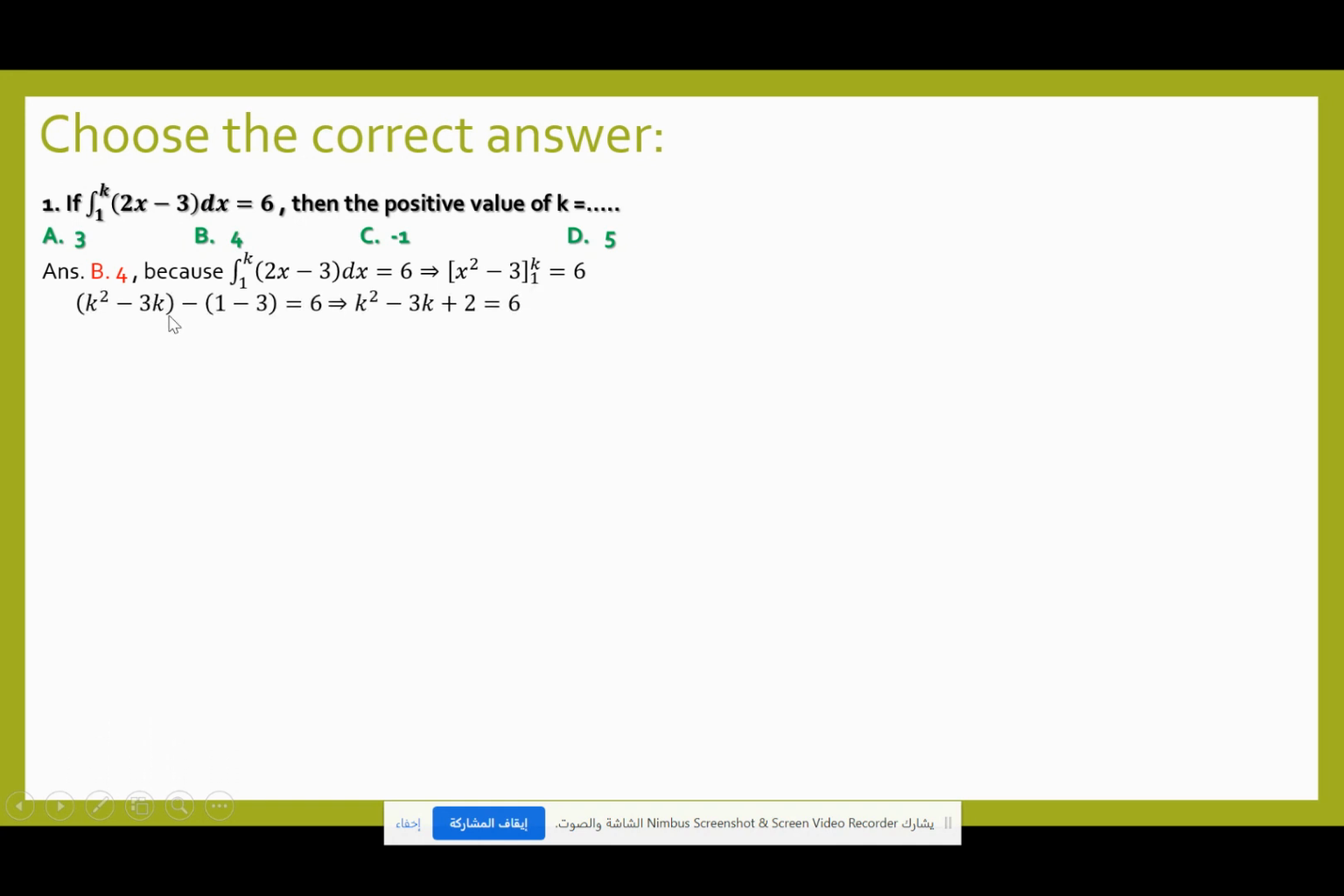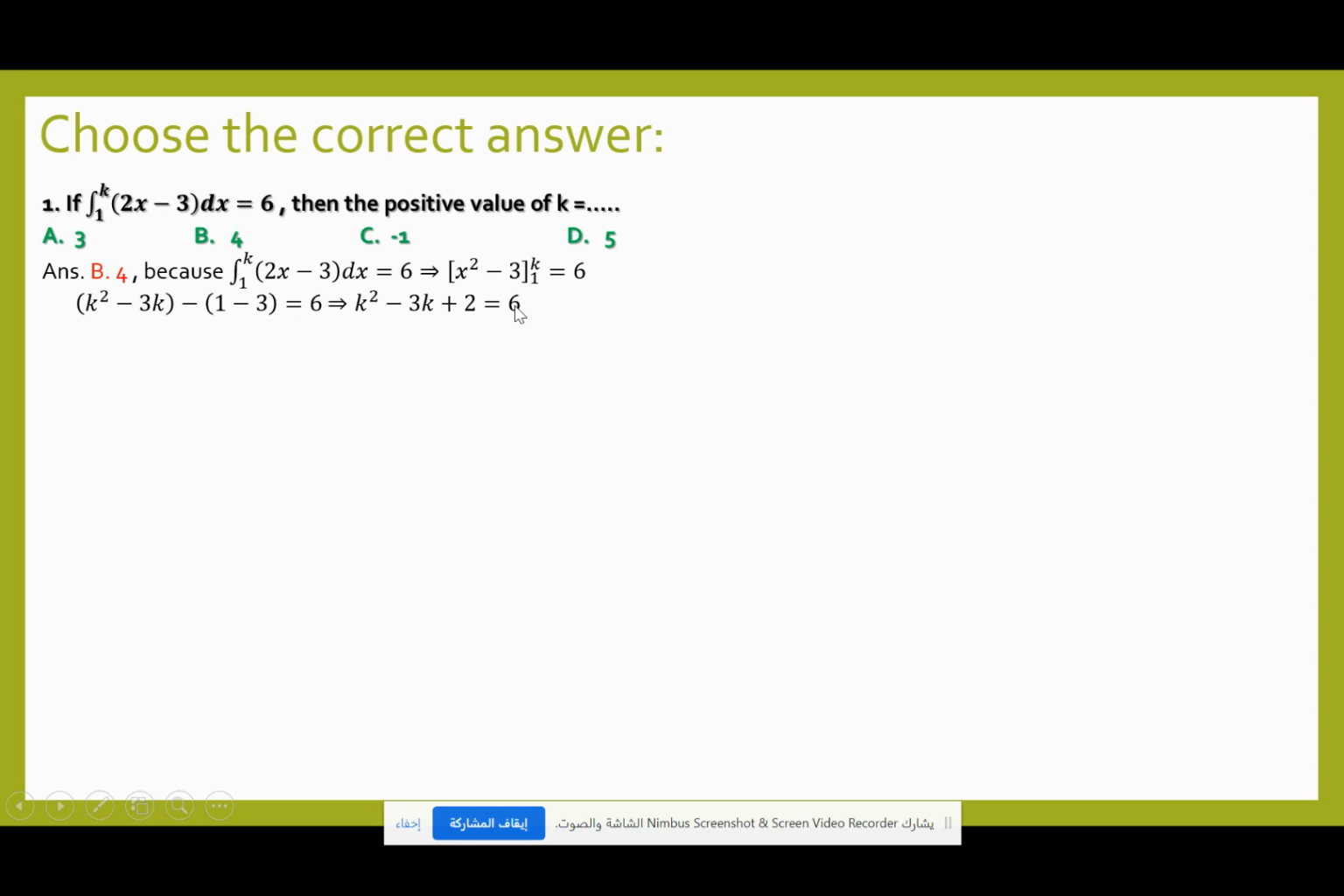Look, there is an x here, so if you substitute it, you will get k squared minus 3k. Minus, you're going to replace each x by 1: 1 squared is 1, 3 times 1 is 3. Now all that, according to the question, equals 6. Now evaluate each. k squared minus 3k stays, and these together will give you negative 2, with the negative sign making it positive 2. That all equals 6.